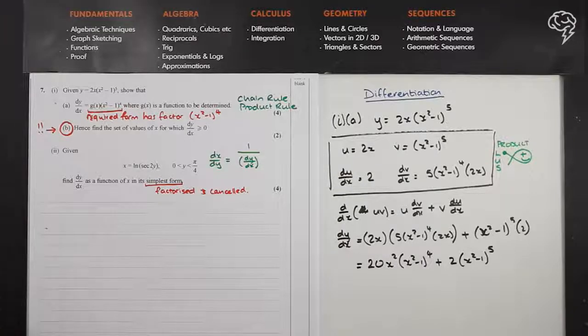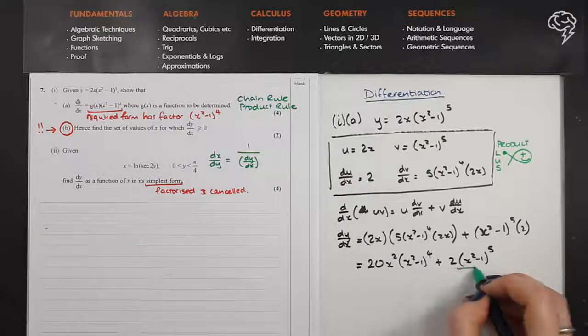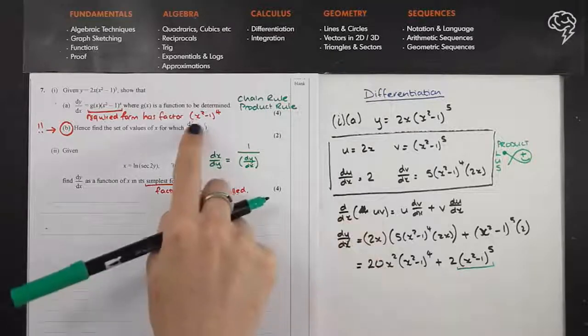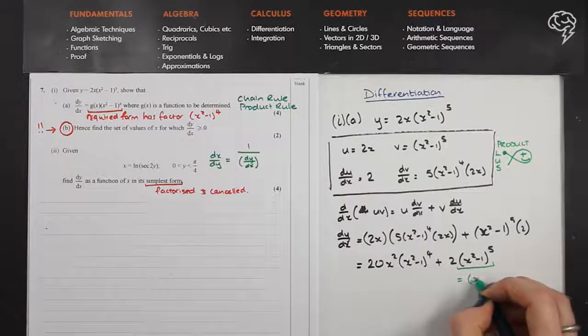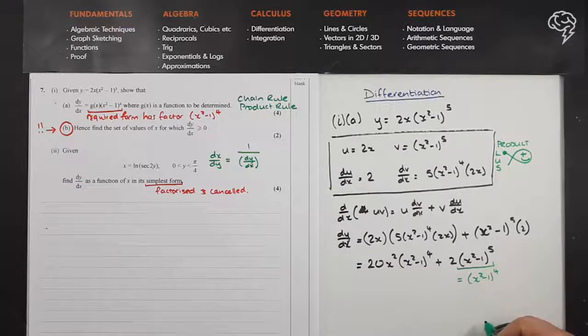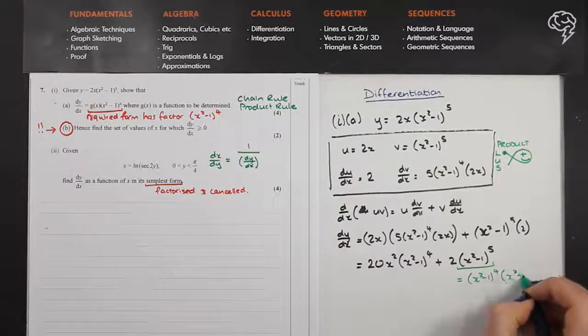Now at this stage, notice that I have x squared minus 1 to the 5, and I want to pull out x squared minus 1 to the 4. So this is the same as x squared minus 1 to the 4, which is what I'm going to pull out, multiplied by another x squared minus 1.